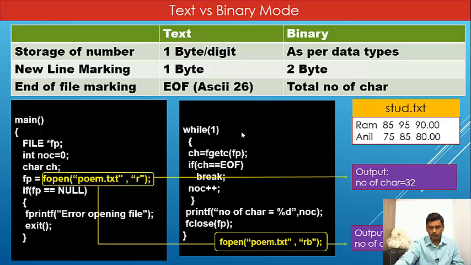So this is one program, and this is another program, to know the difference between text and binary mode. FILE star fp, integer NOC. Through this program, stud.txt is one of the files. That file is already stored in the hard disk. It contains this data: RAM 85, 95, 90, Anil 75, 85, 80.00. This is the data of stud.txt. That file is already stored in the hard disk, in the same directory as this program file.